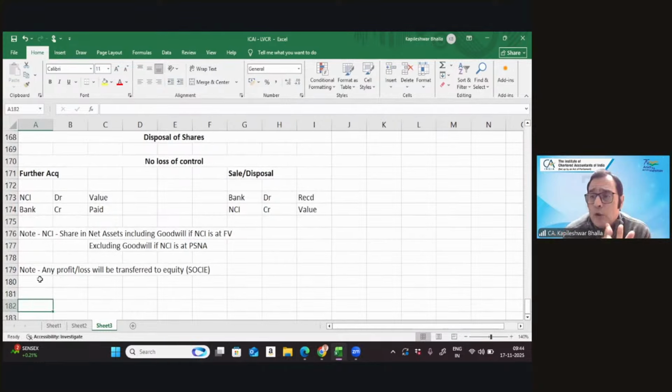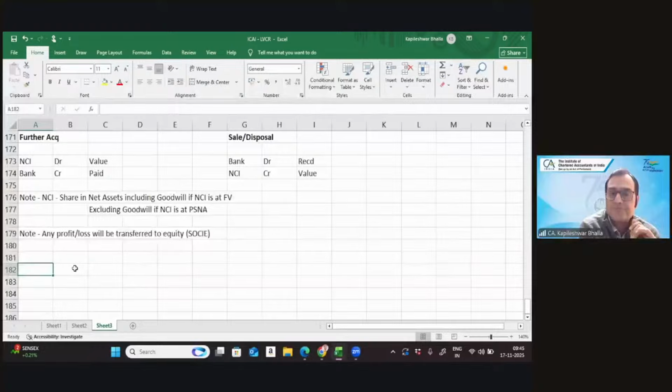So the only caution which you need to be careful on in this case is that once you say there is no loss of control, the NCI needs to get a debit or credit. If it is a further acquisition, the NCI goes down. If it is a disposal, the NCI goes up. So you just need to be cautious that when you consider the debit or credit of the NCI, that needs to be worked out on the basis of net assets, including or excluding goodwill, depending on whether the NCI is at fair value or PASNA.